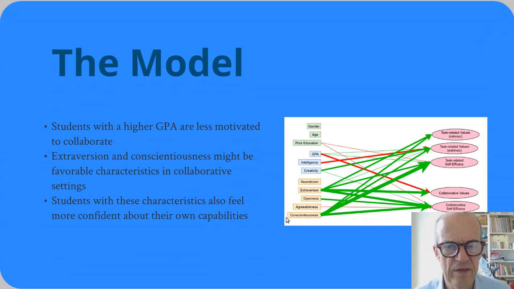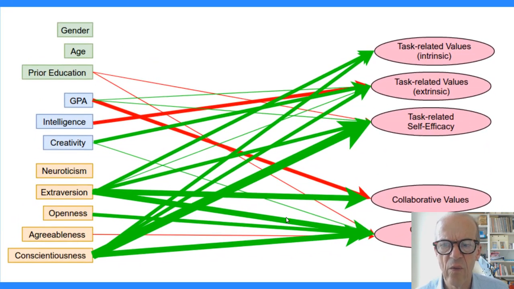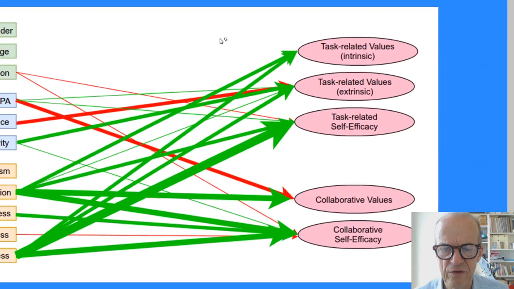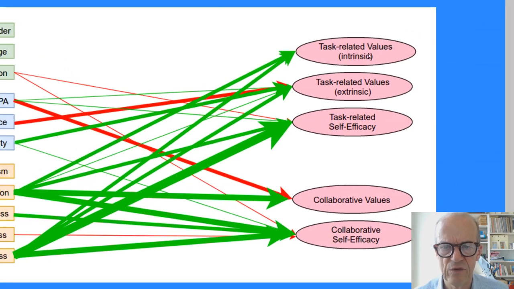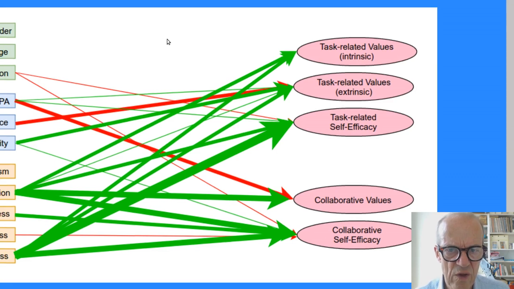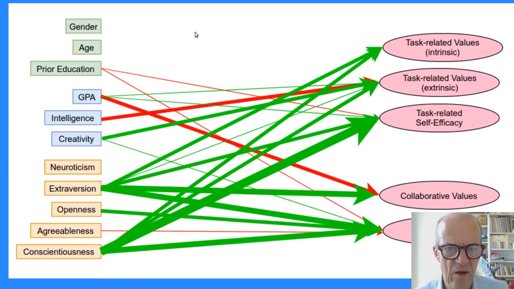So the cognitive variables, the motivation variables, and we studied the influence of these variables on, let's immediately show the model, on the collaborative and the task-related values. So we have the task-related values intrinsically, the task-related values extrinsically, the task-related self-efficacy, and the collaborative values and the collaborative self-efficacy. That were, in this model, the dependent variables. So the outcome variables, which we studied, or actually we studied the influence of various student characteristics on these outcome variables, on these motivation variables.